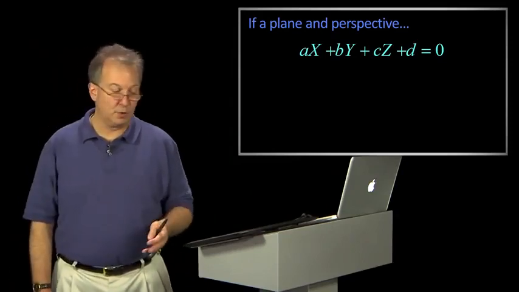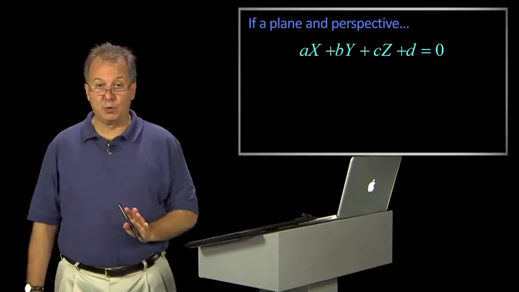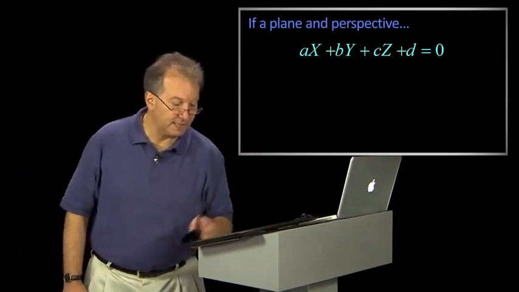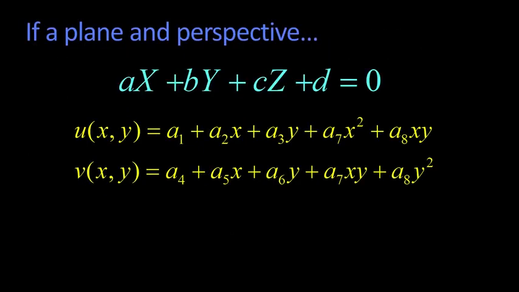Suppose I know something about the motion, the geometry of the points. For example, let's suppose that I'm on some plane. All my points are on a plane. Here's my equation of a plane. So all my points, x, y, and z, satisfy this. Remember, we showed this before.